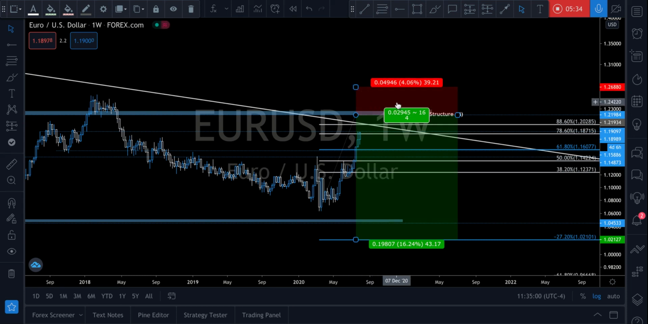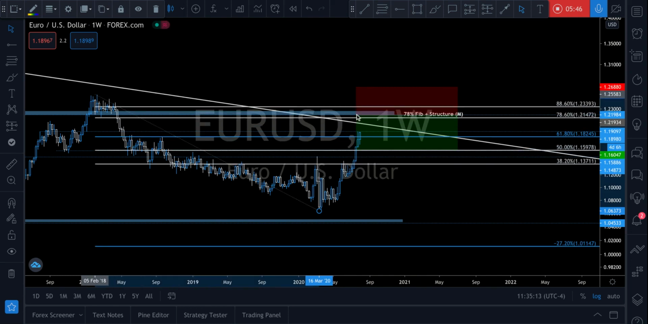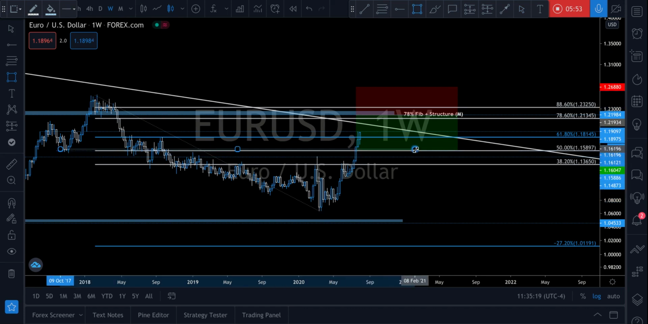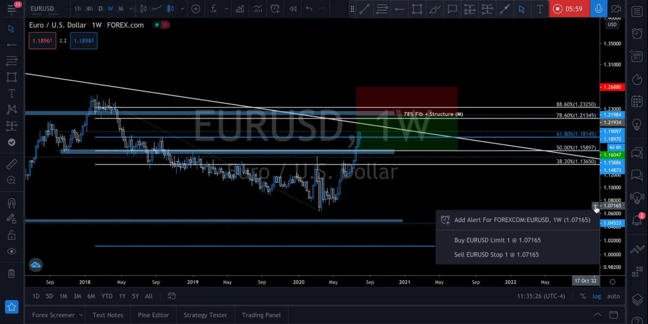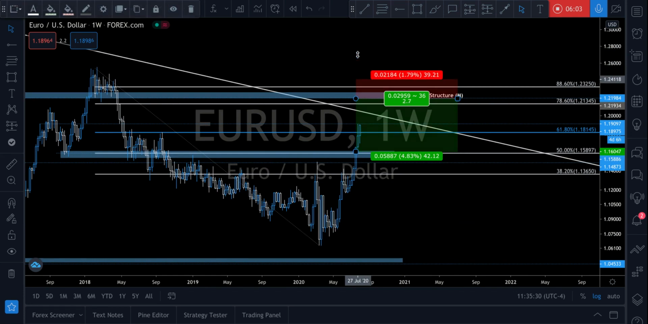So we have scenario one, which is a really long-term trade. This one is a little bit less likely. So what I wanted to do is go more towards this one. And here's two reasons. Look at the 61 fib aligns with this 50 fib, which aligns with this critical area of structure. And this is on the monthly time frame. So this could be a potential TP zone for us if we were looking for a shorting opportunity.